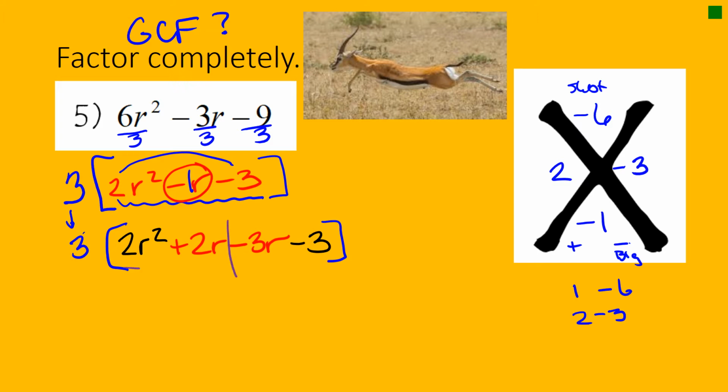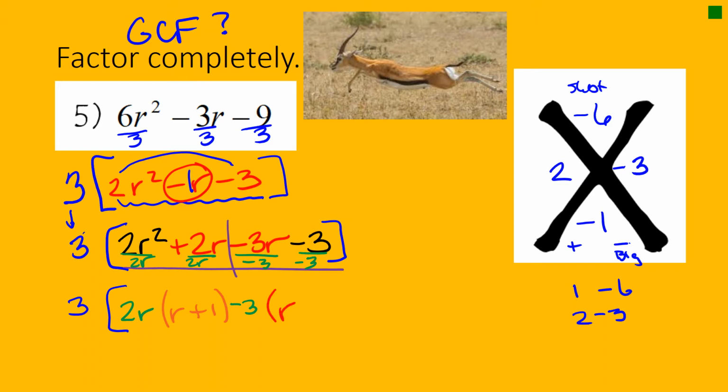I'm going to do this part by grouping. So I'm going to put my 3 in my bracket here again. I'm going to take out a 2r from this group, leaving me with an r plus 1. On this group, I got to take out a negative. I'm going to take out a negative 3, leaving me with r plus 1. So now watch what my final answer is. Keep the 3. Here's your common factor, r plus 1. Here's your leftovers, 2r minus 3.